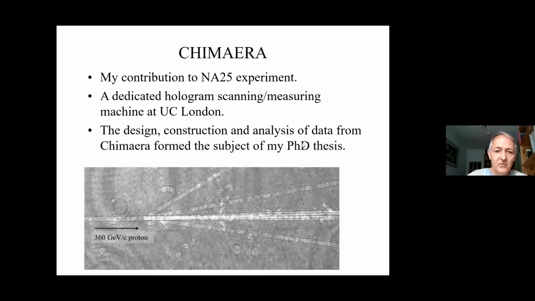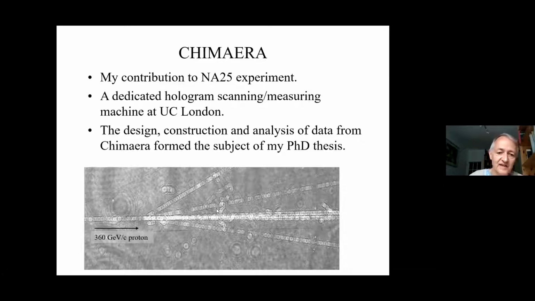So I'll say a little bit what my contribution is, but first of all, let me actually show you what an inline hologram looks like. So this thing that looks like a very blurry picture is in fact the interference pattern that is the hologram. These fuzzy looking tracks are indeed the holographic images of bubbles.